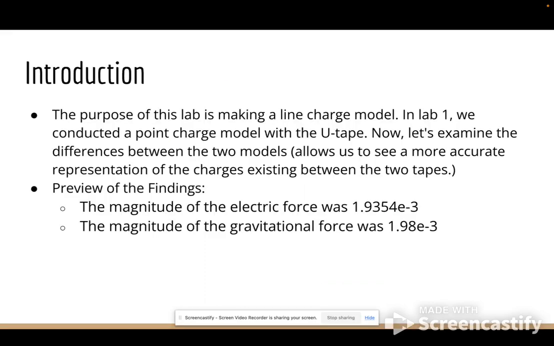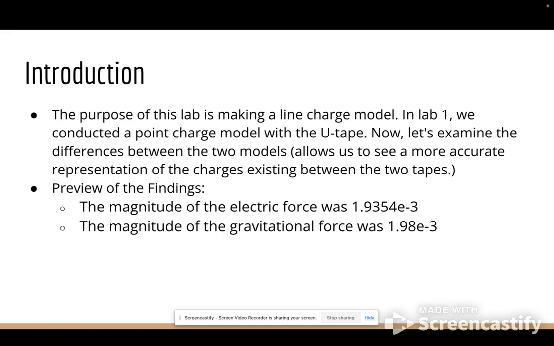So the purpose of this lab is making a line charge model, and in lab 1, we conducted a point charge model with the U-tapes. Now let's examine the differences between the two models. This will allow us to see a more accurate representation of the charges existing between the two tapes.